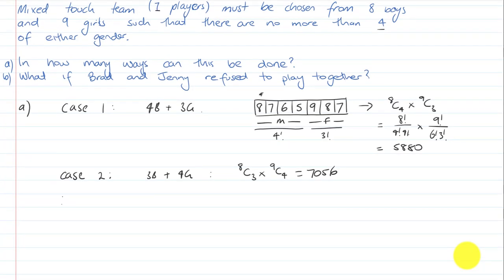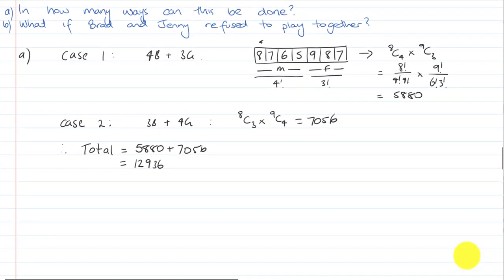And therefore, the total number of options is equal to 5880 plus 7056. And that's equal to 12,936. So there's our total number of options and the answer to part A. So now let's consider part B. What if Brad and Jenny refuse to play together?